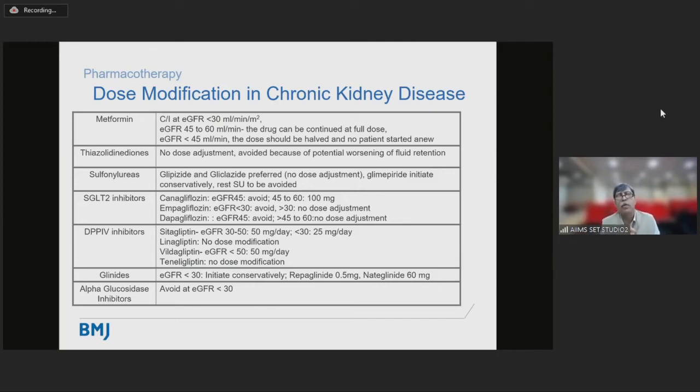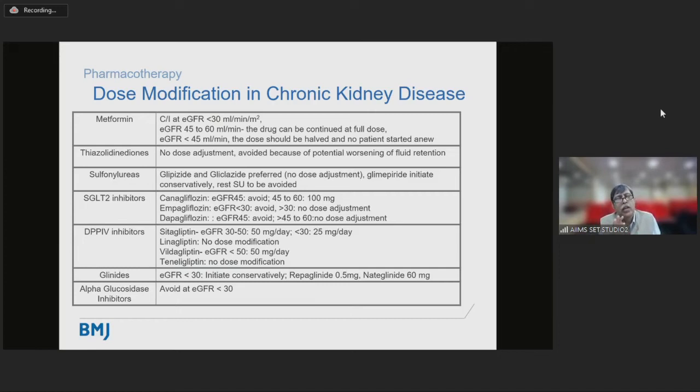If the person is not on metformin, then the eGFR has to be at least 45 for you to initiate. Anything less than 45, do not. Thiazolidinediones don't need drug dose adjustment, but the problem is they can cause edema and worsen the CKD-associated edema.